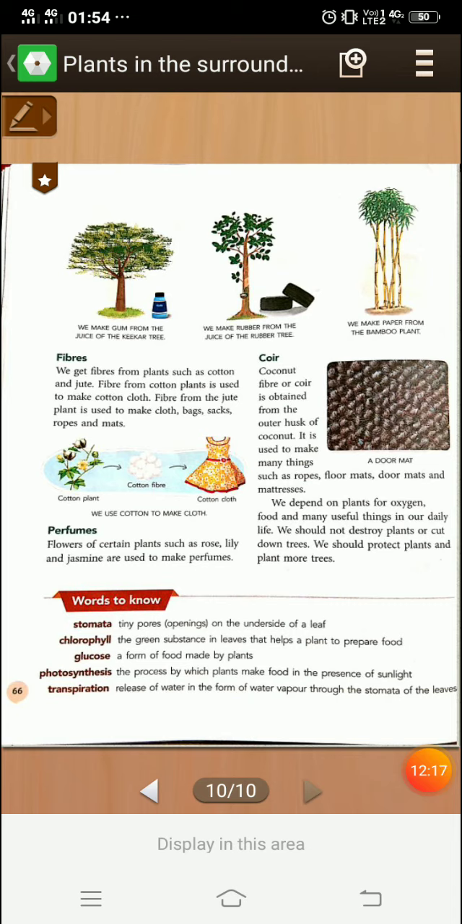Now we depend on plants for oxygen and food and many other useful things. So we should always remember that we should never cut trees. Instead, we should protect plants and trees, and we should stop deforestation and promote afforestation.